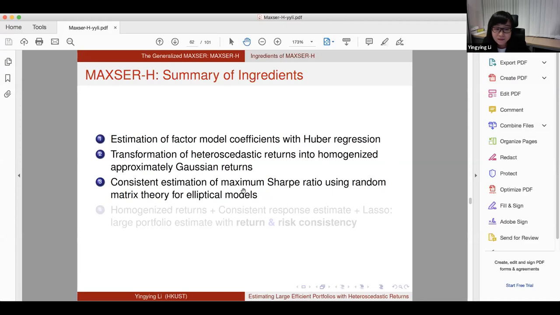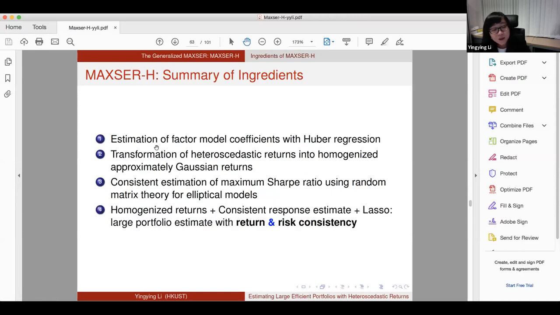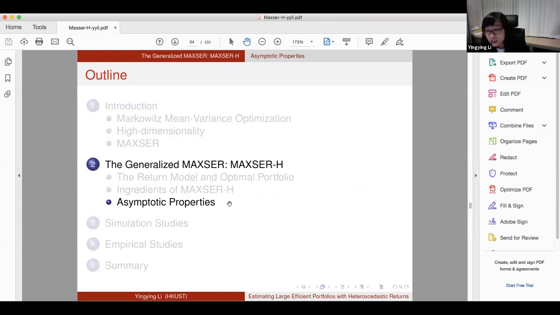However, in this setting, in a more general model setting, in fact, the previous formula will be biased. So that's why, by a kind of extended result from random matrix theory for elliptical models, we were able to construct a consistent estimate for the maximum Sharpe ratio. And then, with all of this getting ready, with the homogeneous returns, a consistent estimate, which is here the expected maximum Sharpe ratio, together with Lasso, then we can have the estimated large portfolio with, in fact, theoretically, return and risk consistency. So to be more specific, we have such asymptotic results.